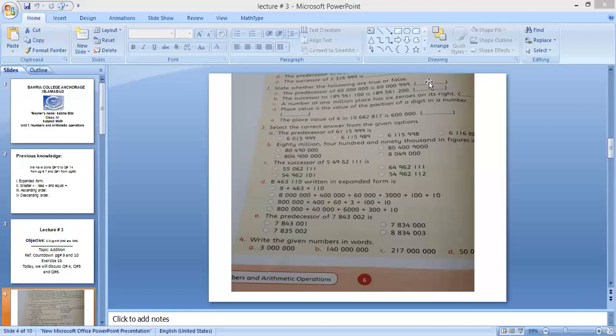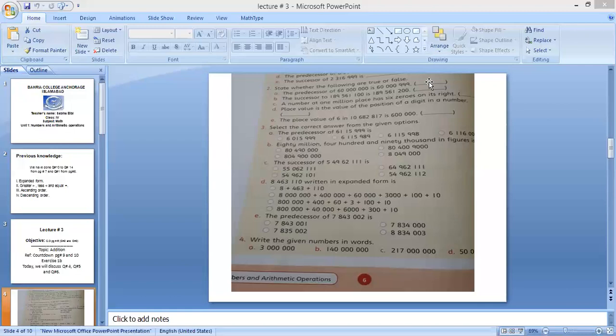Okay, now come to question number 3. Select the correct answer from the given options. First one is A. The predecessor of 66,115,999 is what? You have 4 options here. You can do working for predecessor. Then what will be your right answer?